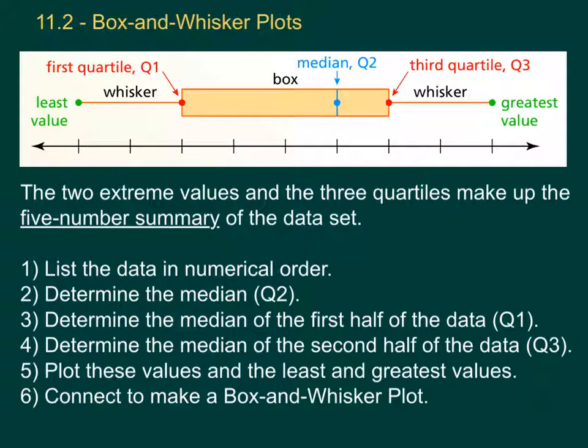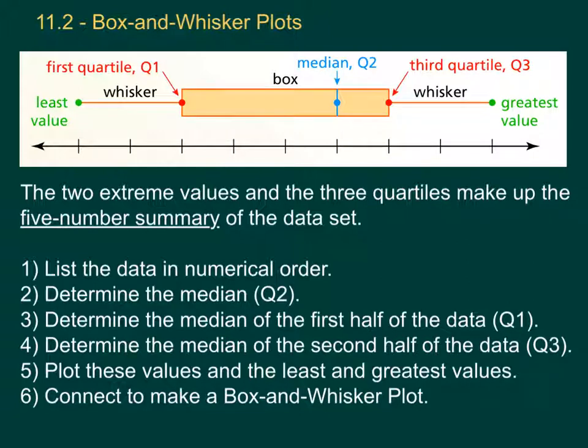Now there are 5 values we need to find in order to graph a box and whisker plot. That's the least value, the first quartile, which we call Q1, the median, which is Q2, also known as the second quartile, the third quartile, Q3, and then the greatest value. Now we call these quartiles Q1, Q2, and Q3 because they split the data up into 4 distinct regions. The left whisker, the left part of the box, the right part of the box, and the right whisker.